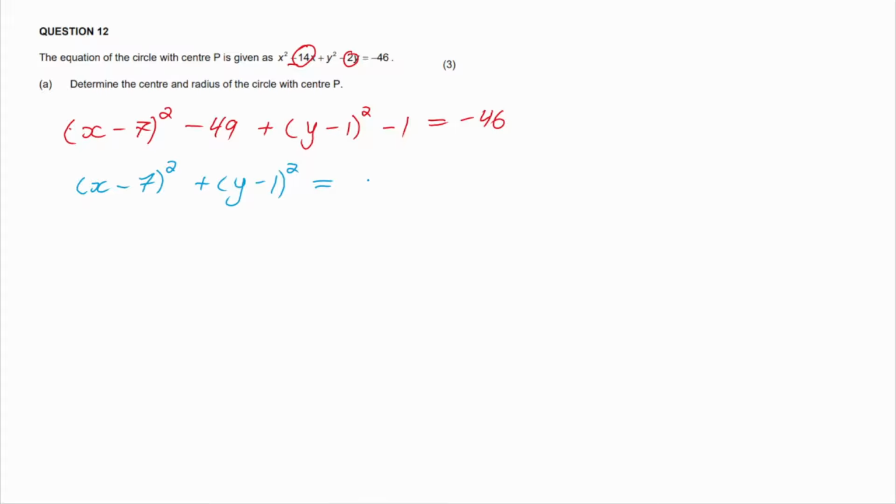But remember, 4 is just equal to 2 squared. So therefore, the coordinate of center P is (7, 1), and they want the radius. The radius is equal to 2.